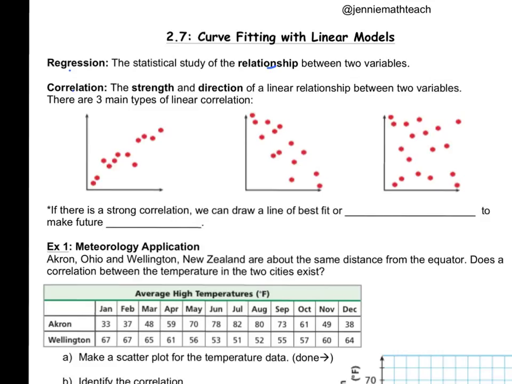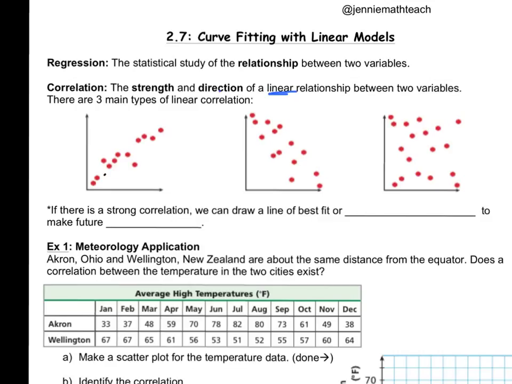And that has to do with how strong and in what direction there is a relationship. And we're going to be talking about all relationships that are straight lines. So when you look at these three scatter plots, you'll notice that we're not going to get a perfectly straight line, but it's going to be an approximately straight line.